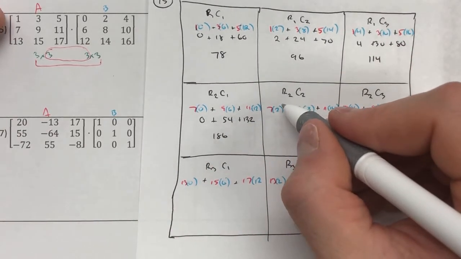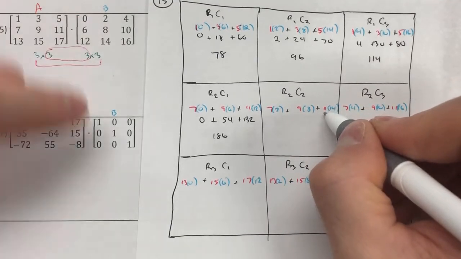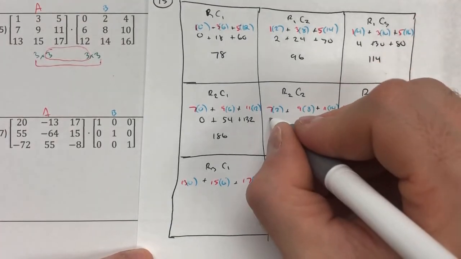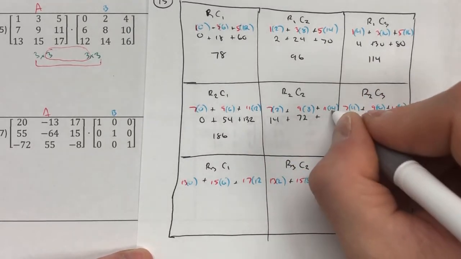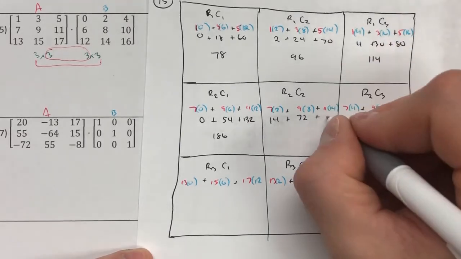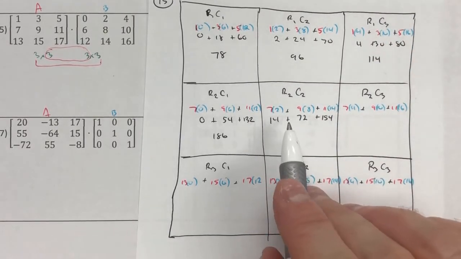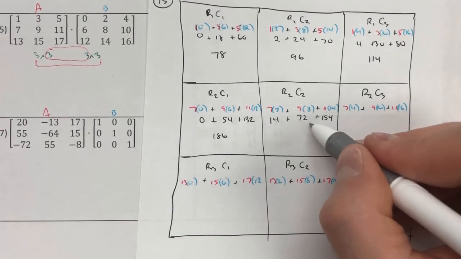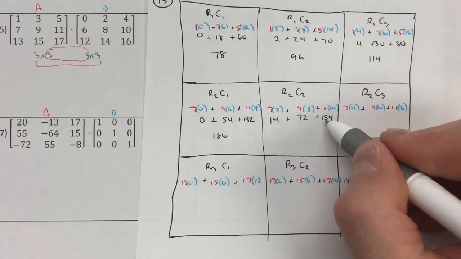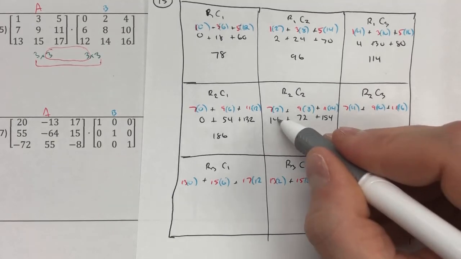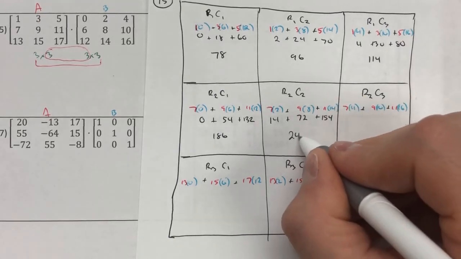Row 2, column 2, so that's going to be 7, 9, and 11, 2, 8, and 14. Okay. 14, 72. It's 140 plus 14. That's going to be 154. This will be fun. 156 plus 70 is going to be 226. Plus 14 is going to be 230, 240.